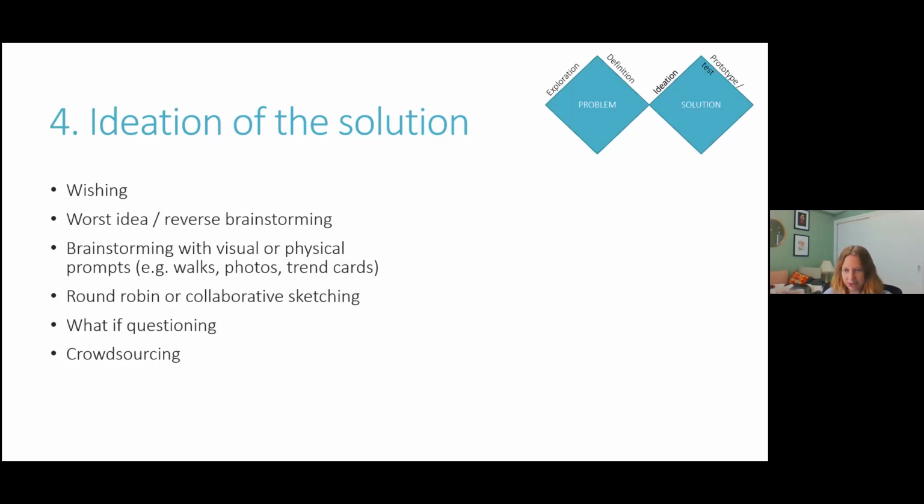The last one is around crowdsourcing. And this is something that you can do quite easily digitally or in person.